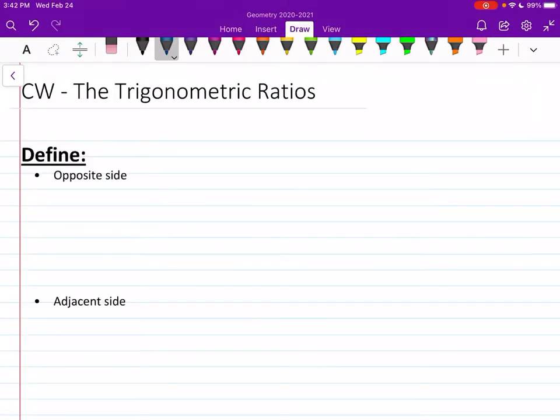Welcome. Today's lesson, we are starting trigonometry. How exciting. So, trigonometry talks about the trigonometric ratios, which you may have heard of, sine, cosine, and tangent. So before we define what those are, we got to define a few other things.